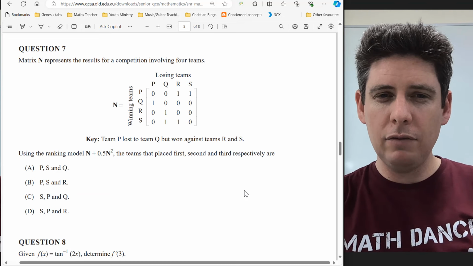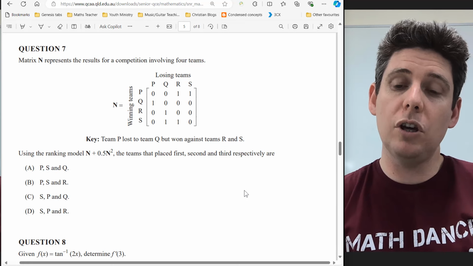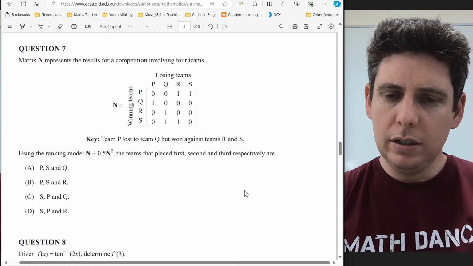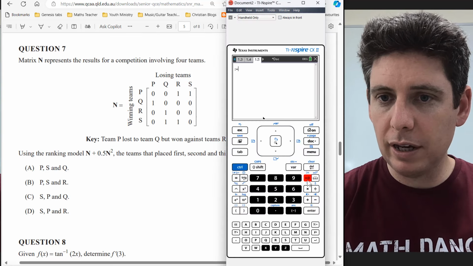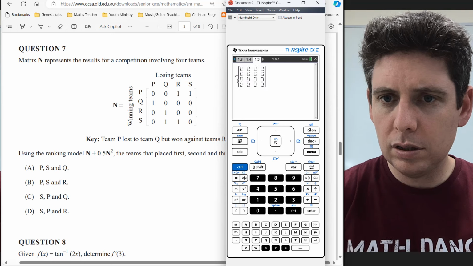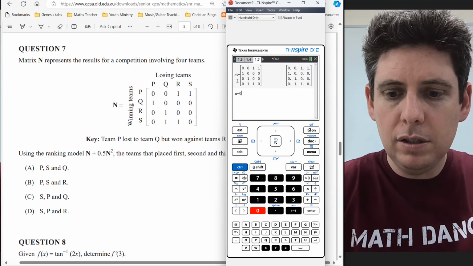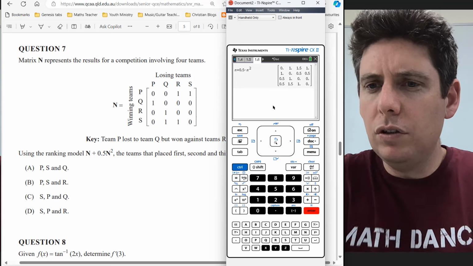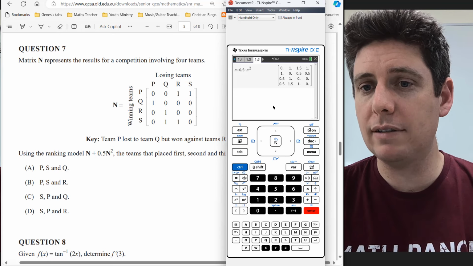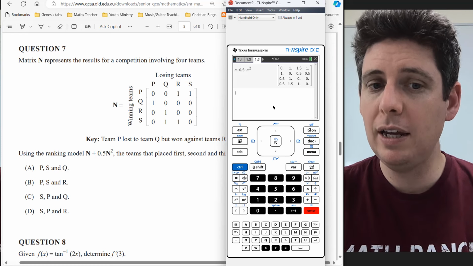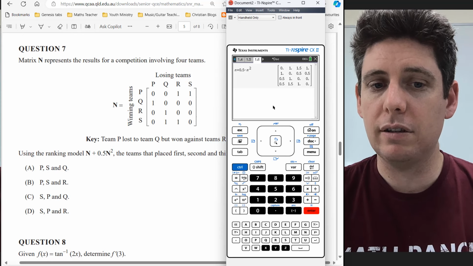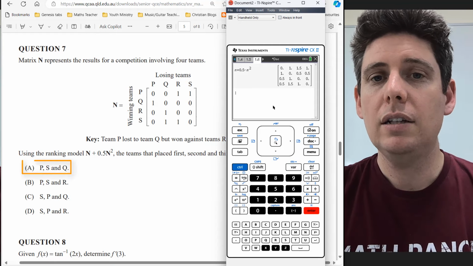Alright, question 7. Matrix N represents the results of a competition. So competitions, we've got dominance matrices. It's got a ranking model N plus 0.5 N squared to figure out who's first, second, and third. All right, so we have to type this into our calculator, and then we have to do N plus 0.5 N squared. So if you look at how much each row adds up to, P adds up to 3.5, then the bottom row, S, adds up to 3, so that's second. So it goes P, then S, and then the second row, Q, adds up to 2, which is placed third. So it goes P, S, Q, which is A for question 7.